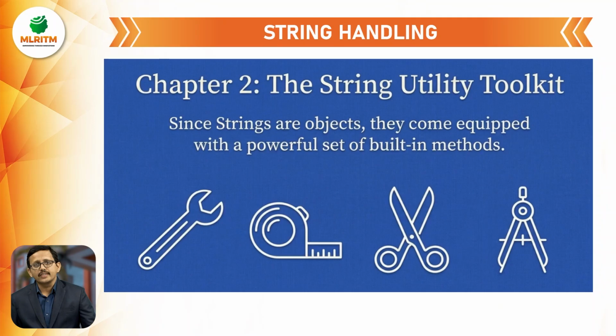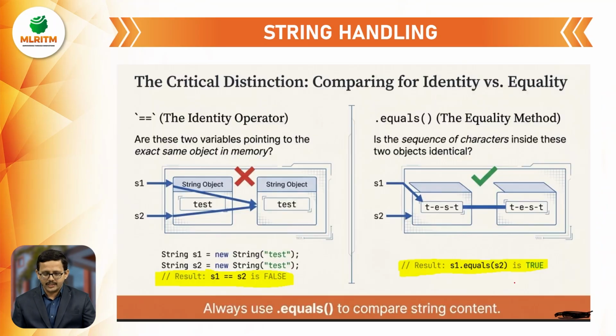So what makes strings in Java special? Let us see. We have the string utility toolkit. Since strings are objects, they come equipped with a powerful set of built-in methods to manipulate strings, or to do whatever we have to do on an object. We have some inbuilt predefined methods. Let us see one by one what they are.